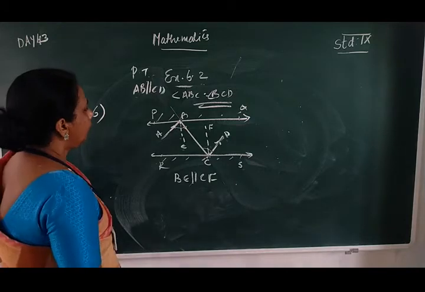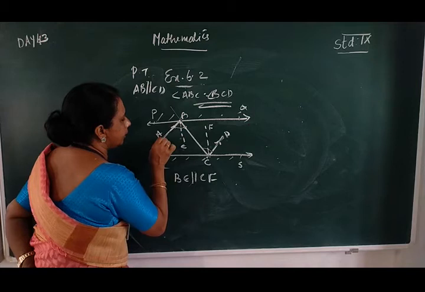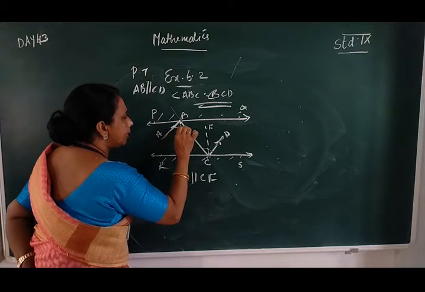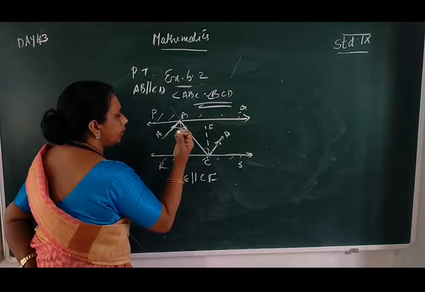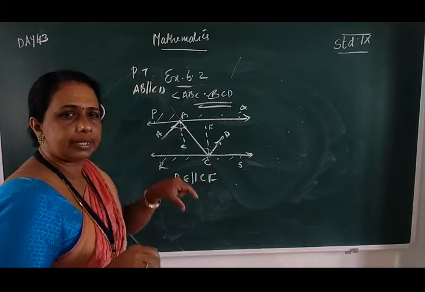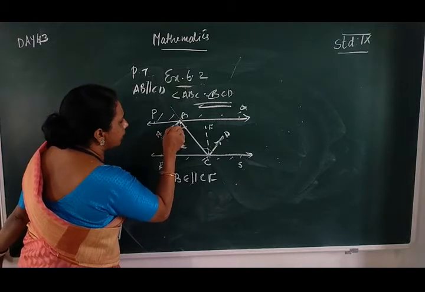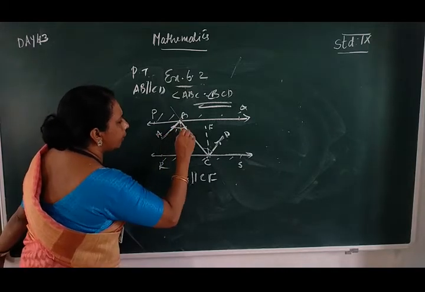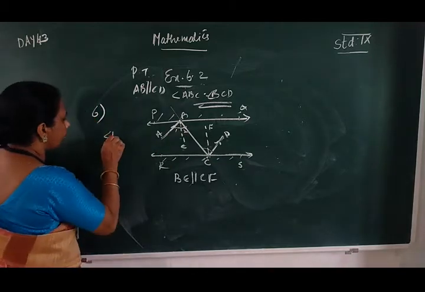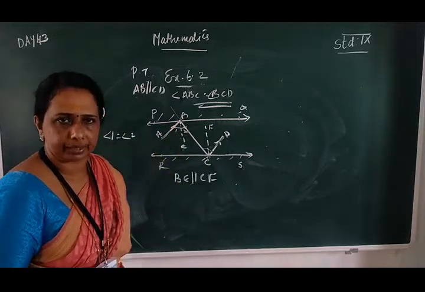Here AB is a ray that strikes this mirror. This is the angle of incidence, and this is the angle of reflection. In physics we already studied that in a mirror the angle of incidence is equal to the angle of reflection. The angle of incidence I am calling angle 1, and the angle of reflection angle 2. Angle 1 is equal to angle 2, because in a mirror, the angle of incidence is equal to the angle of reflection.